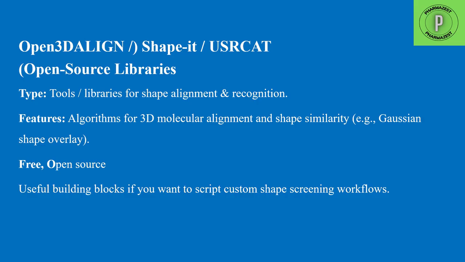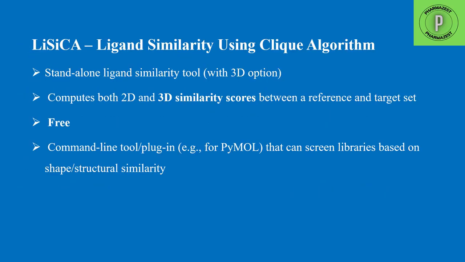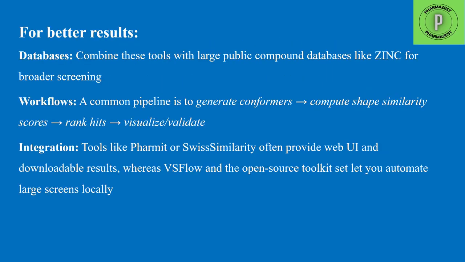Another one is Open3DALIGN. This is also a locally installable software, and it is free and open. You can download it onto your system and perform the screening. If you have any private libraries and you want more confidentiality, then you can install these local software. Next, another one is ligand similarity using a clique detection algorithm. This is also the same: you have to give the plugins and perform the screening.